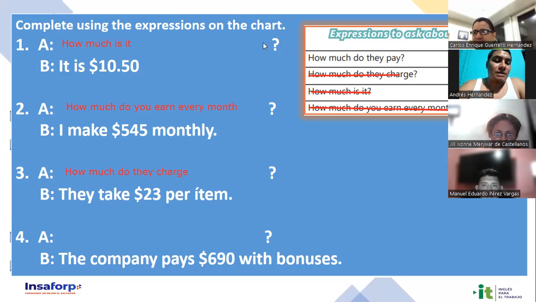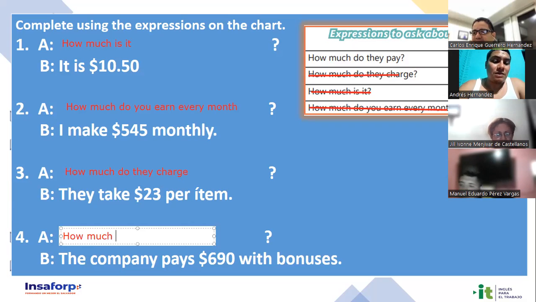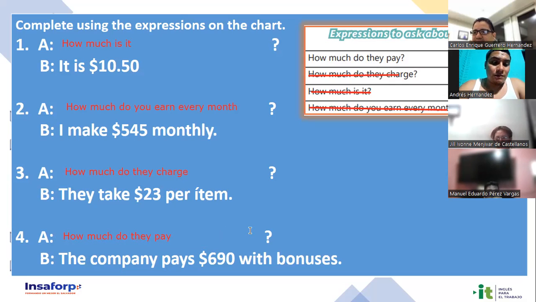How much do they pay, right? Good, that's it, right? Now we're going to practice question and answer. Question and answer, please. Cristi and Esau. Cristi, number 1, letter A. Esau, letter B. Ready? 1, 2, 3, action.